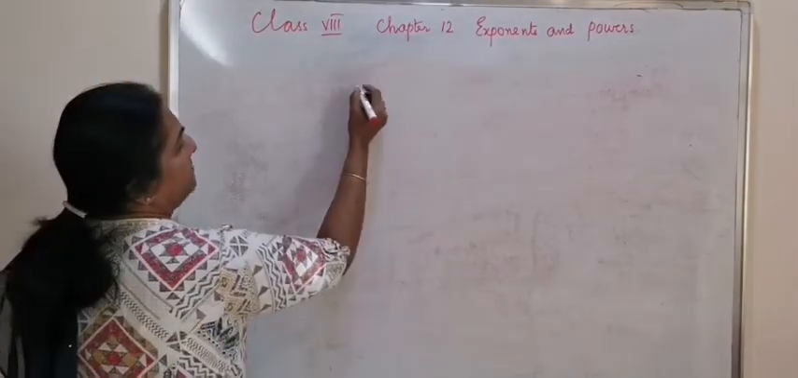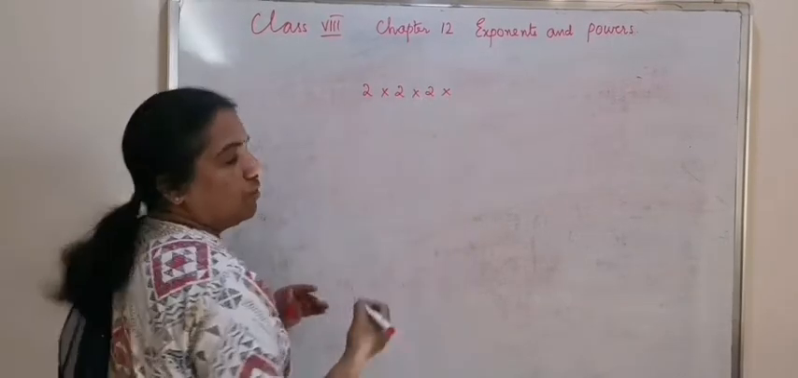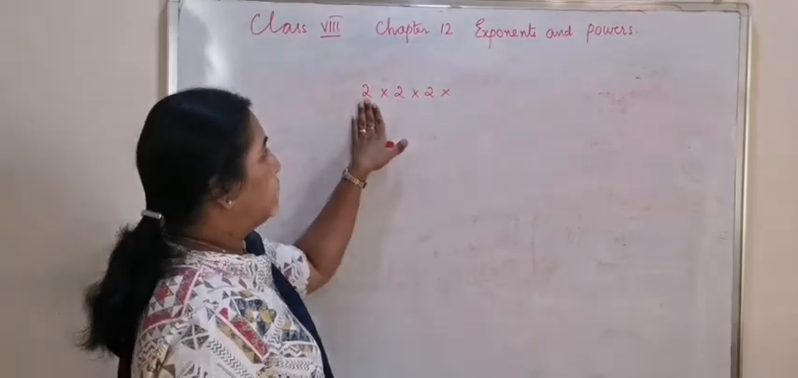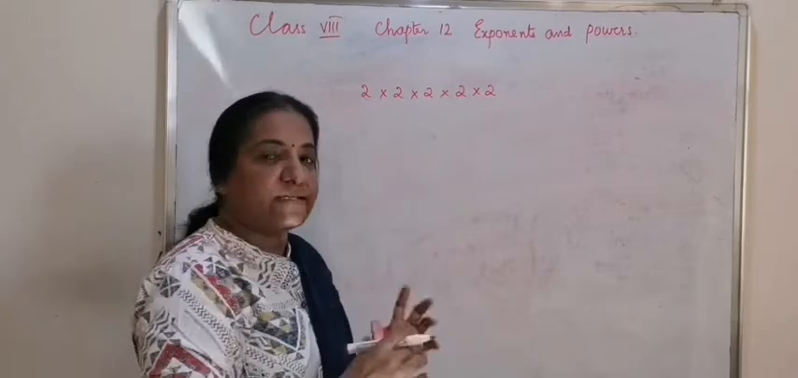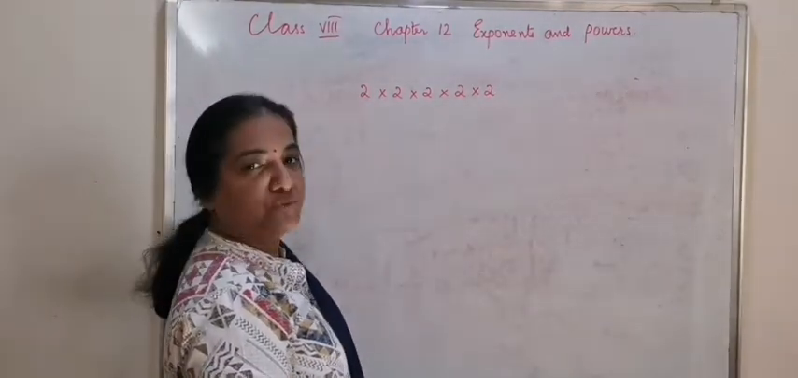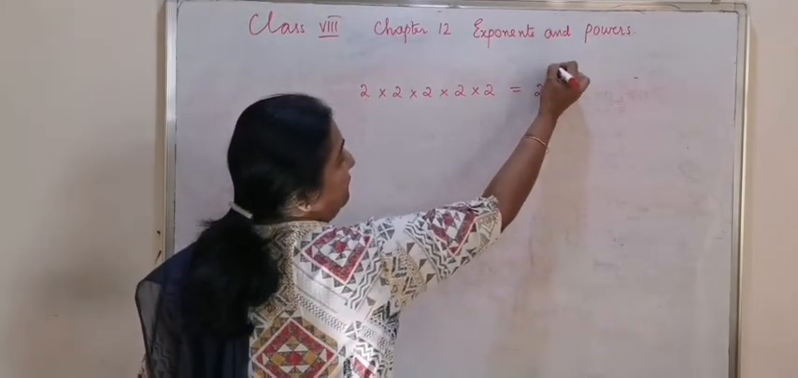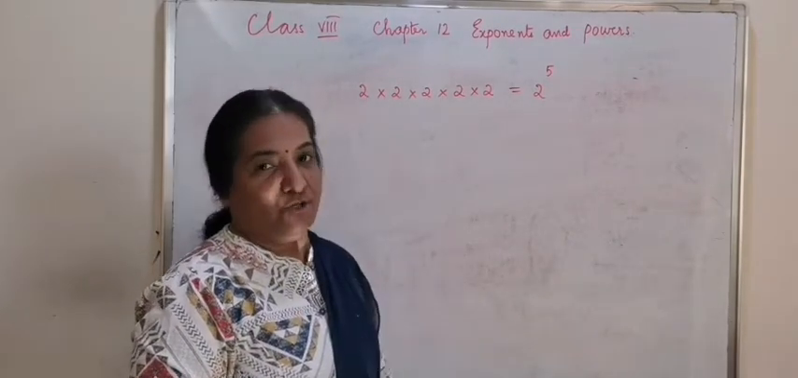Suppose any number is multiplied by itself a certain number of times. For example, if 2 is multiplied 5 times by itself, that means 2 into 2 into 2 into 2 into 2, we always express it as 2 to the power of 5, and we call it the power notation.